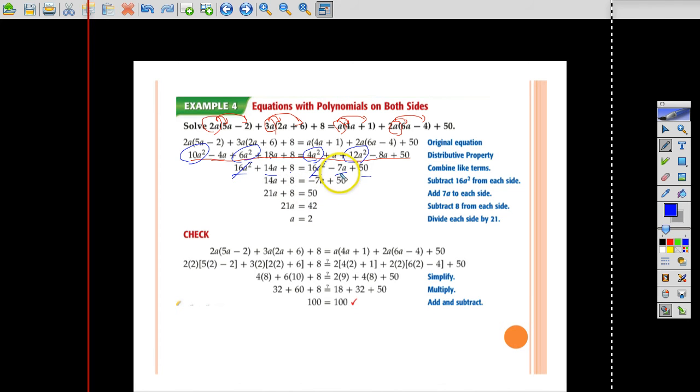You add 7a to each side. You have 21a here. Subtract the 8 on each side, and you get 42. Divide that by 21, and you get a equals 2. Now, in order to check your answers, you can substitute every a that you see here with a 2. And if it equals the same, then you have the correct answer.